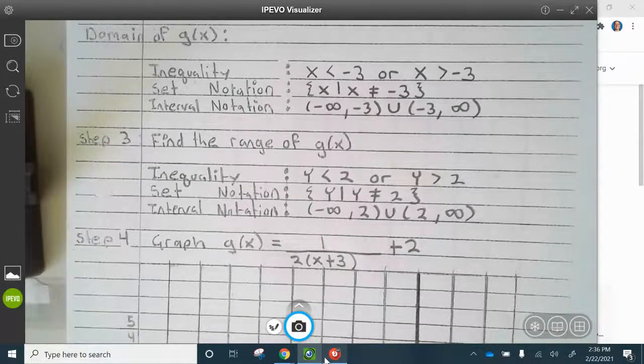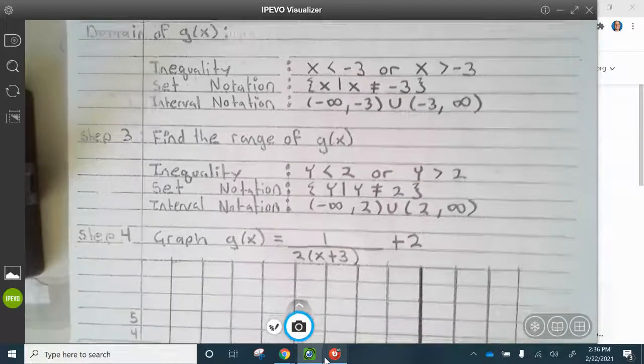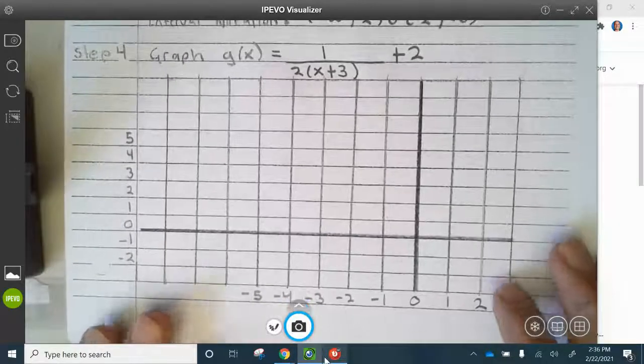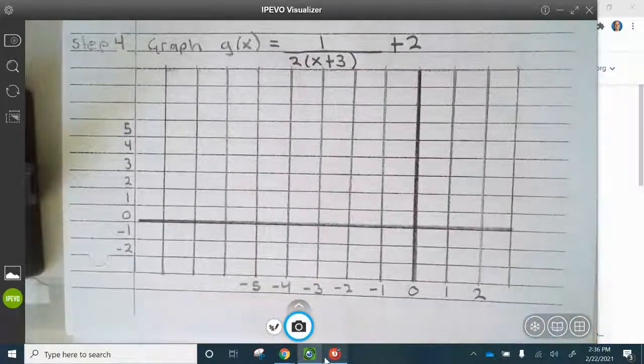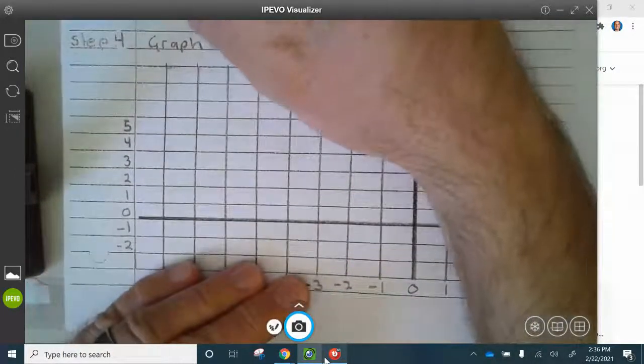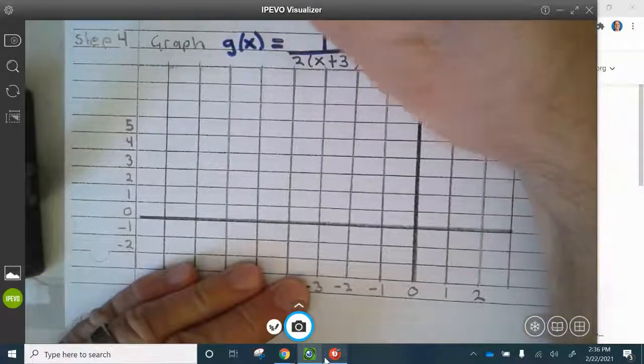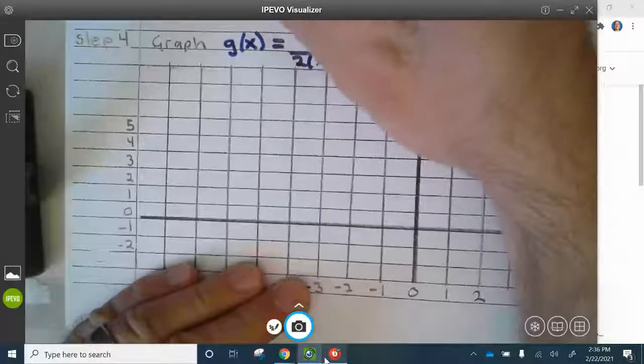All right, so we need to find asymptotes. Well, we asked what do we need to do to make this 0? Well, -3 plus 3 is 0, so x equals -3, and then y equals 2 because of that right there. Okay, so x equals -3, and then y equals 2.